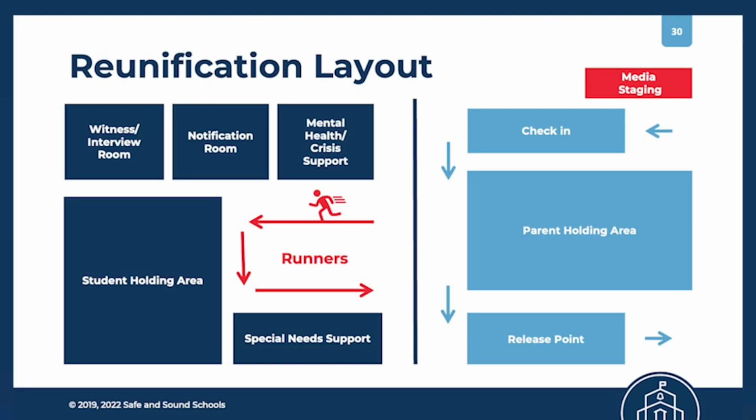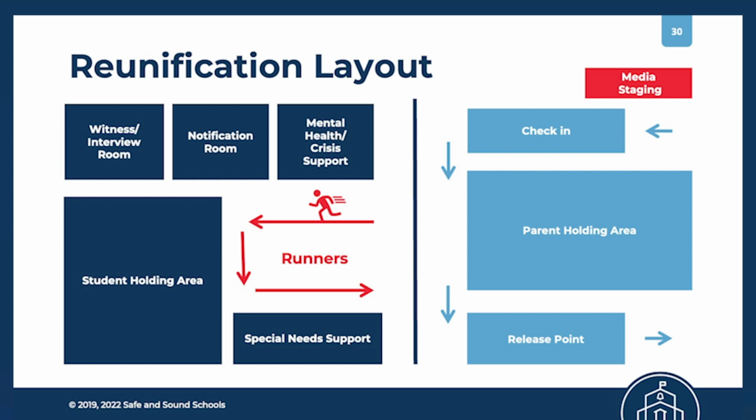Another room that is really important, and important that it be private and safe, is a notification room. This would be a place where family members might learn of the death of their loved one, or perhaps the injury of their loved one. We want them to have a protected, quiet setting for that information, where they can be adequately supported by school authorities, by mental health supports, and by police or law enforcement.